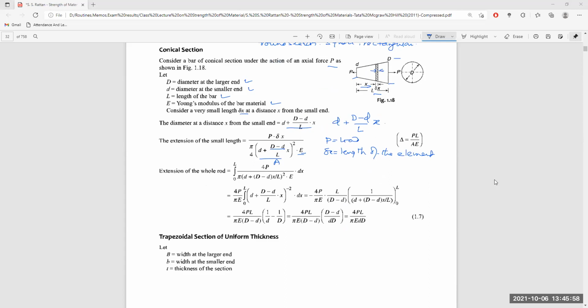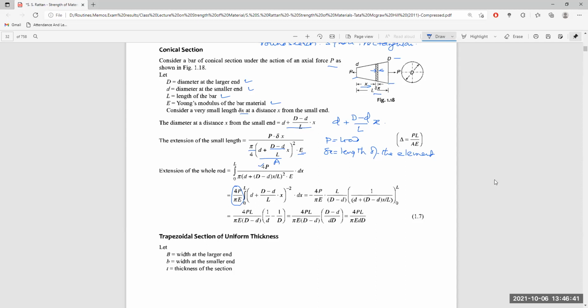So first of all, we have to put them together and simplify the matter a bit. We put 4 here, and the integration from 0 to L. Pi remains, d plus (D minus d) into x divided by L, also into E. So 4 by pi E are all constant items, not dependent on dx, so they are put outside, and we integrate from 0 to L the term (d plus (D minus d) by L into x) to the power minus 2, because it is in the denominator, dx.